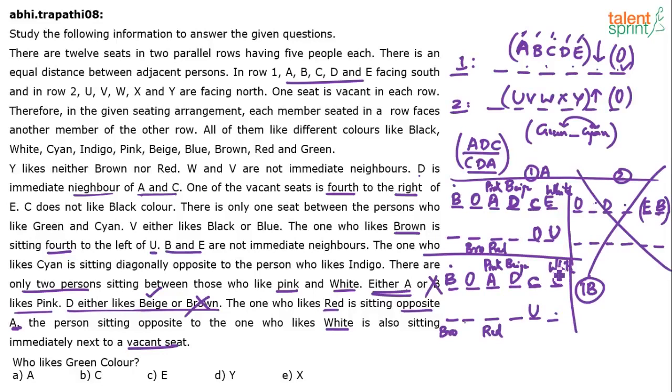You're able to follow? The one who's opposite to white is this person, whoever comes here. This person should be immediately next to a vacant seat. But is this a vacant seat? No. This has been occupied by U, which means 1B is wrong. Yes or no? I can now conclude that 1B is wrong. 1A has to be correct. So now we have only one case, 1A.